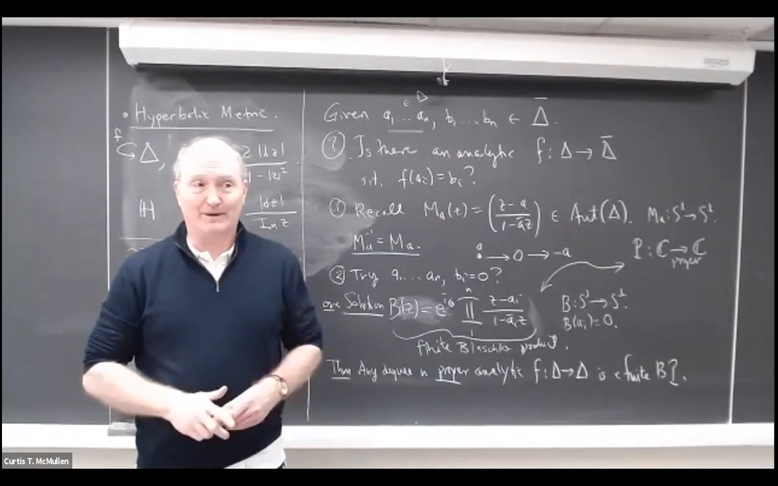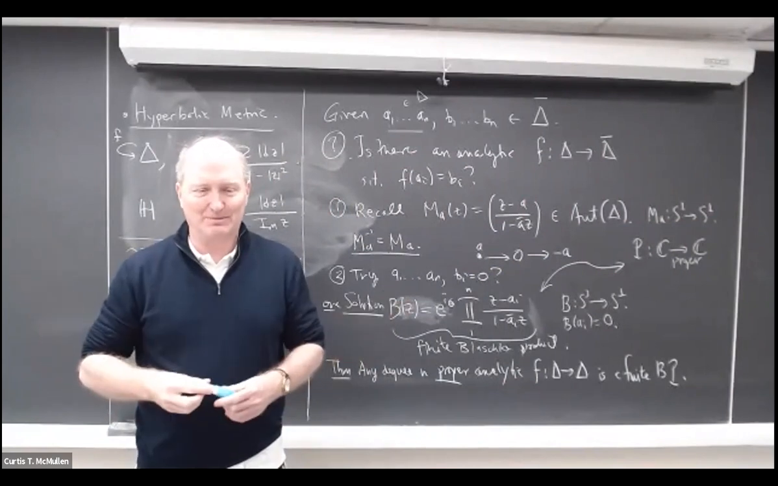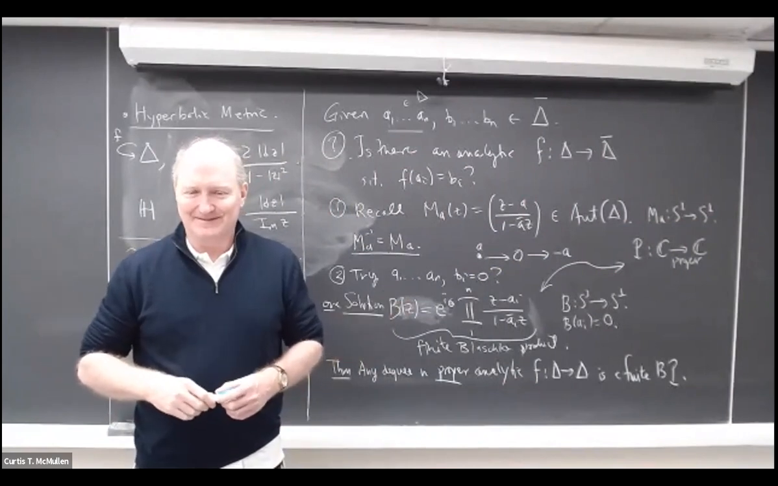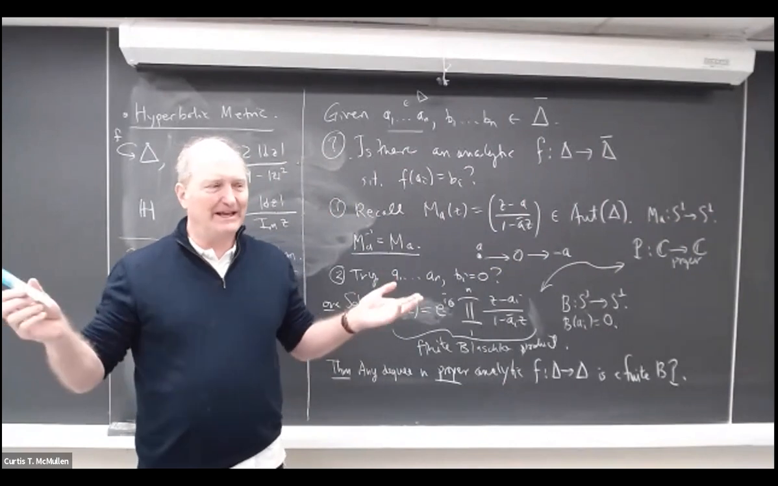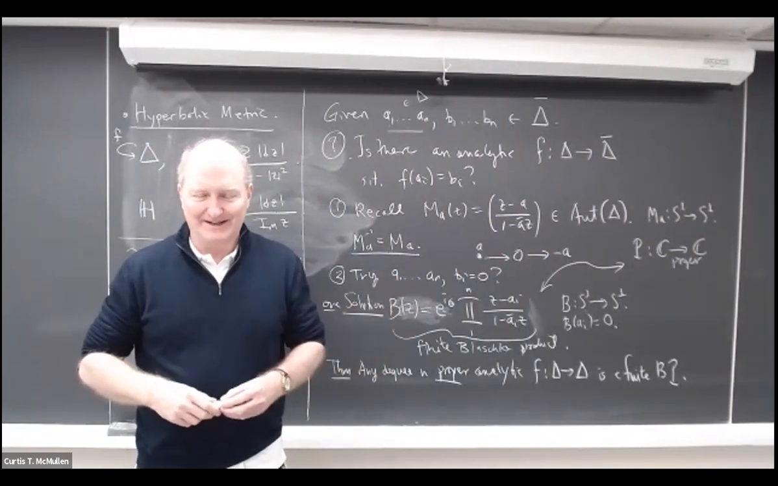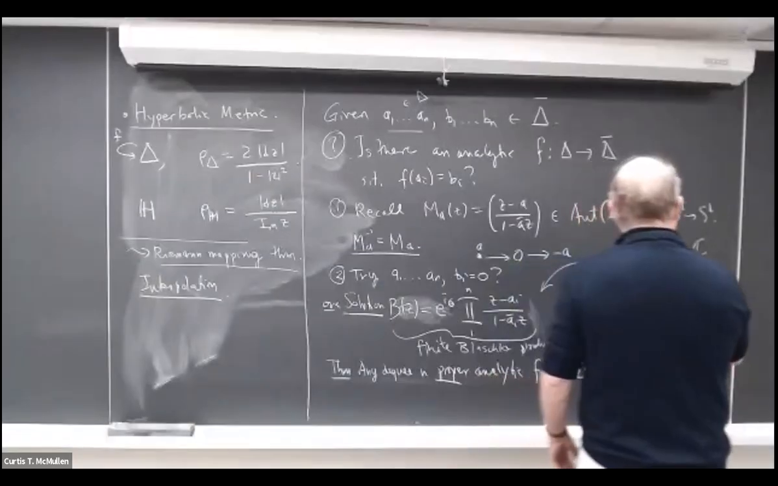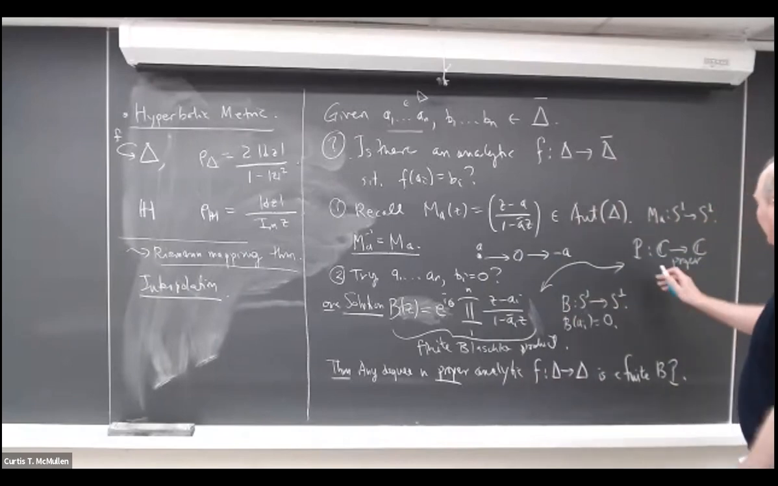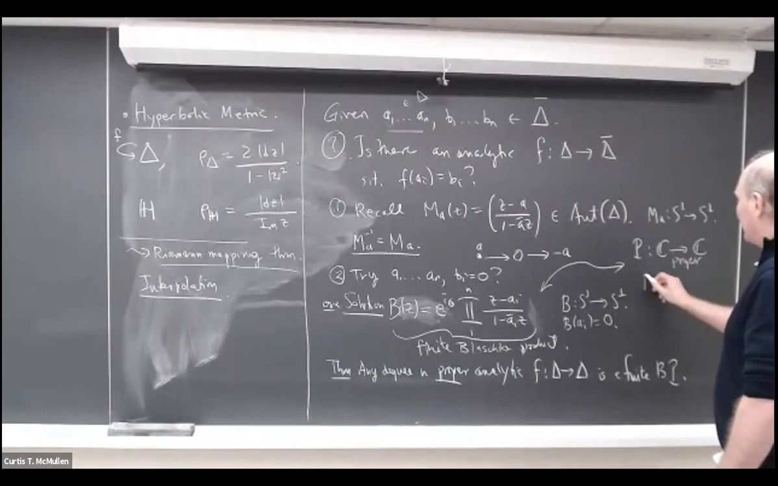Or what's an example of a proper analytic map of the complex plane? It just means P of Z gets big when Z gets big. What maps do we know that have that property? Polynomials. Right. So in fact, it's similarly true that if you have a proper map of the complex plane to itself, it's nothing more than a polynomial.